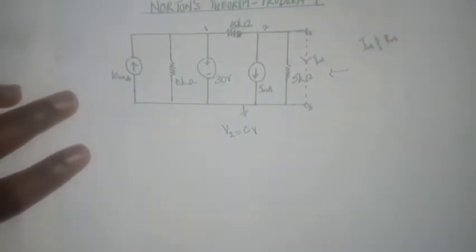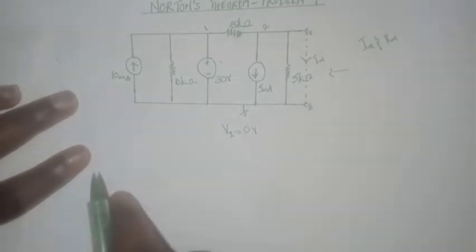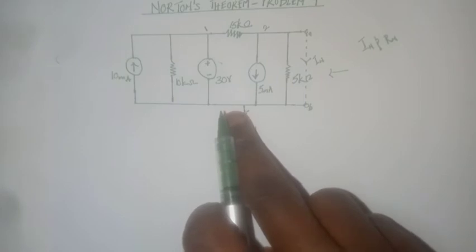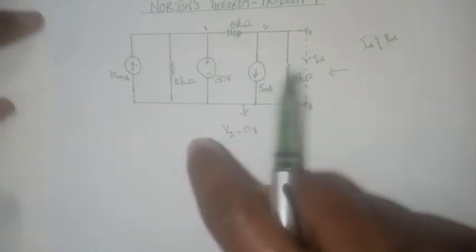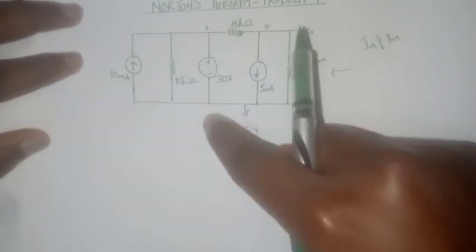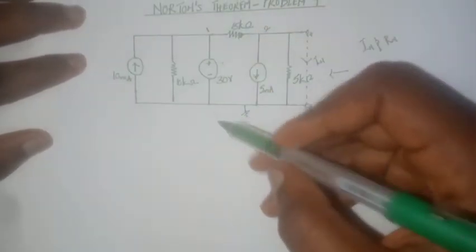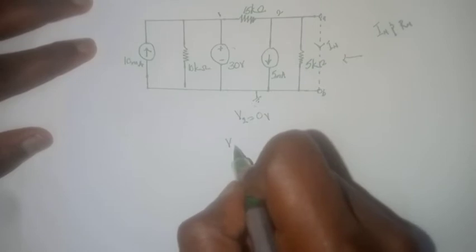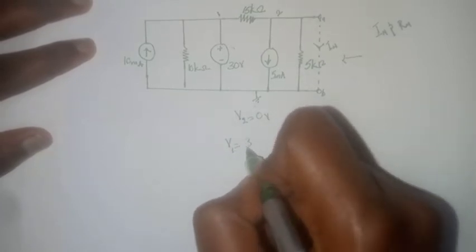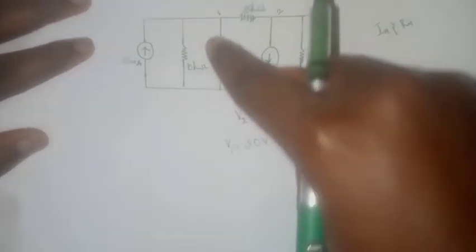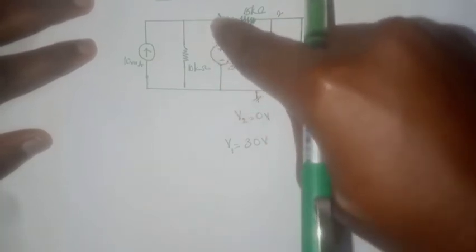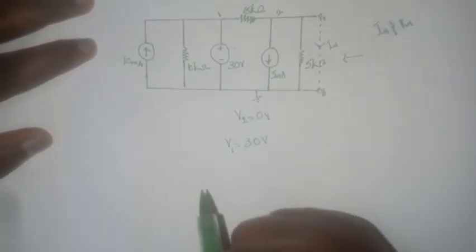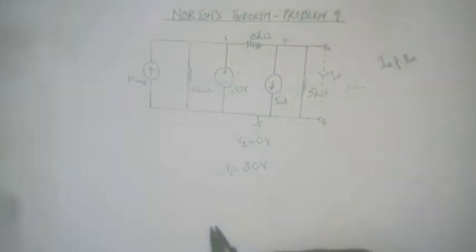So we're interested in finding V1 now, and to do that we write the KCL equation at this node. And we don't even need to do that. We know that V1 is 30 volts, so we can write that as V1 equals 30 volts, and this is because you have a voltage source connected across V1, so we know that V1 is 30 volts. That was easy.